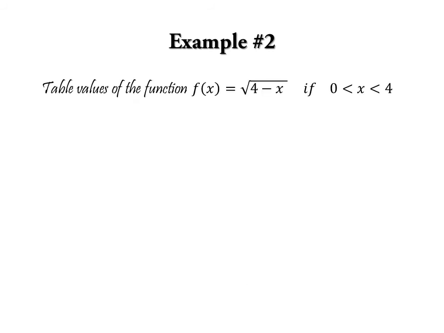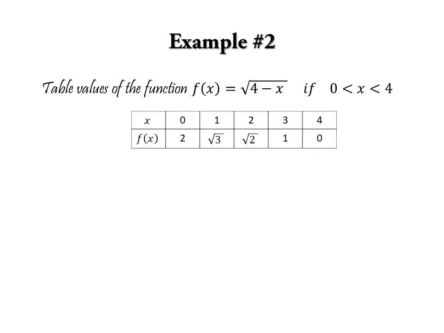Let's take a look at the table of values for the function square root of 4 minus x, where x is greater than 0 but less than 4. So the values of x are 0, 1, 2, 3, and 4. If x is 0, the value of the function is 2. When x is 1, the value of the function is square root of 3. When x is 2, the value is square root of 2. When x is 3, the value of the function is 1. And if x is 4, the value of the function is 0.